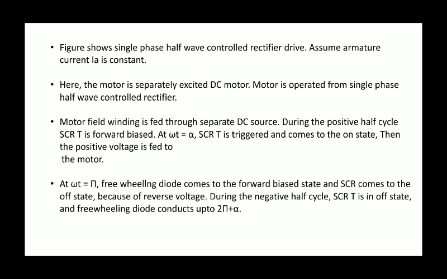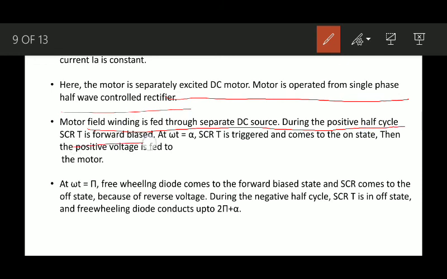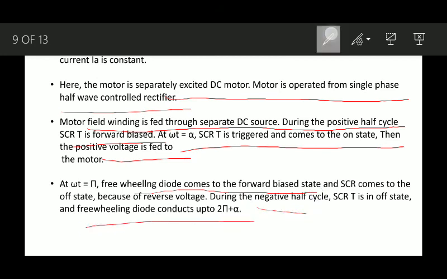Single phase half wave controlled rectifier, assuming the armature current is constant. Here the motor is a separately excited DC motor, operated from a single phase half wave controlled rectifier. The motor field winding is fed through a separate DC source. During the positive half cycle, the SCR is forward biased, and with respect to firing angle alpha it can be turned on, and then we get positive voltage fed to the motor. The freewheeling diode operates when the thyristor is reverse biased, so the freewheeling current flows through the freewheeling diode.